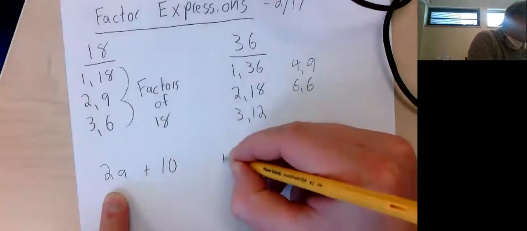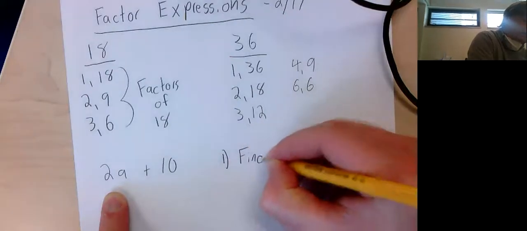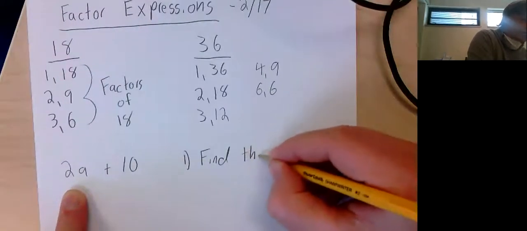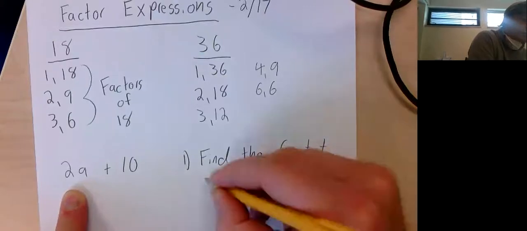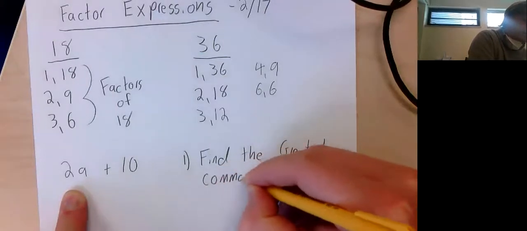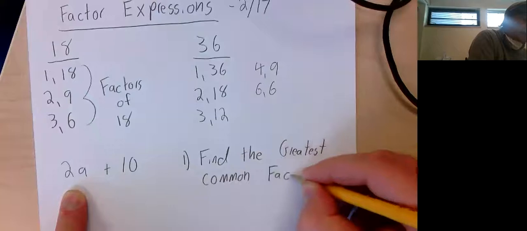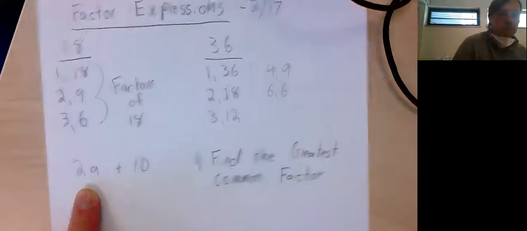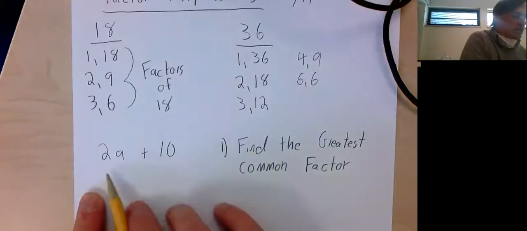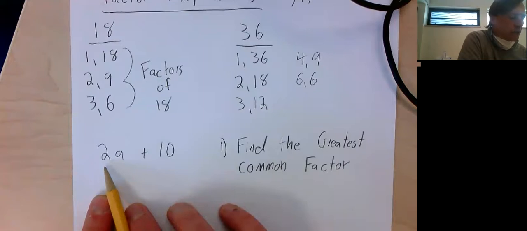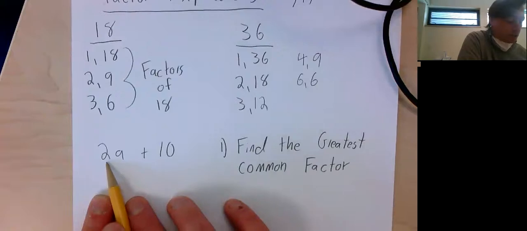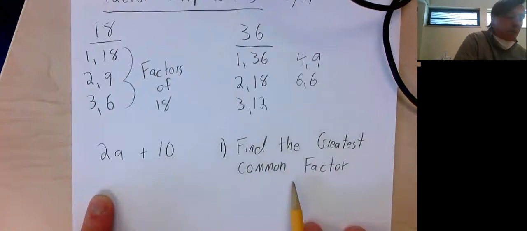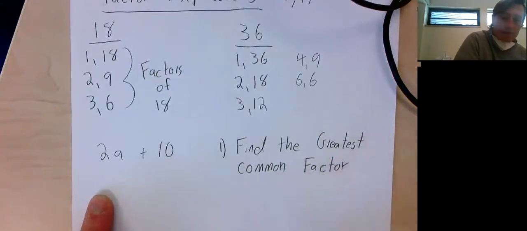The first step is to find the greatest common factor of each of these terms. And we're just looking at the coefficient here. So first of all, we need to list out the factors of 2 and list out the factors of 10. And then we're going to find one that's in common and find the biggest one.